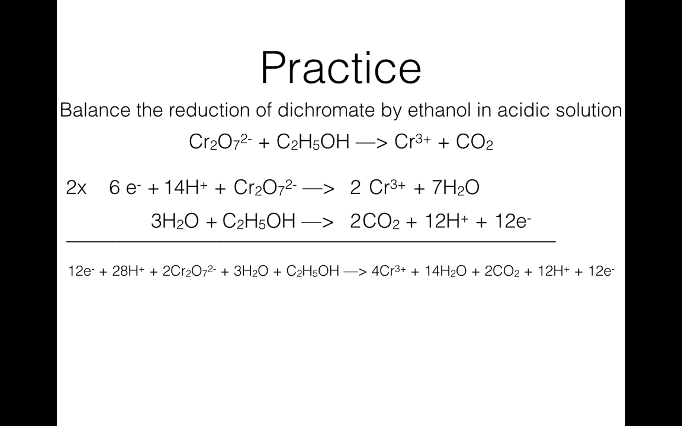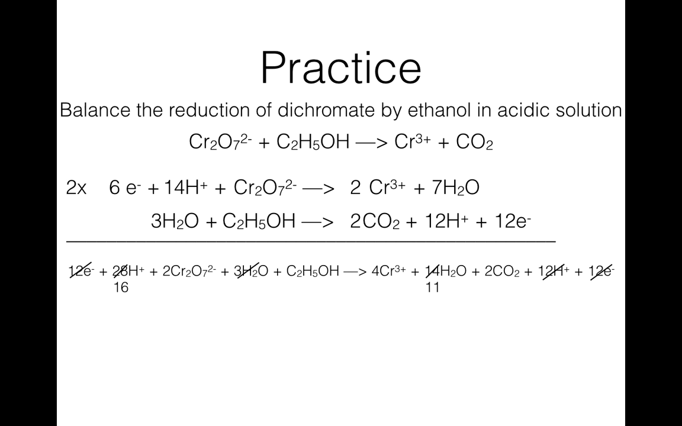And we now need to start looking for things that appear on both sides of the reaction. We know that if we did this correctly, we should have the same number of electrons on both sides. So we can cancel out our 12 electrons on both sides. But we can also look for other things. We'll see that there are 12 H+ that can be canceled out. If we cancel 12 H+ on the reactant side, we're left with 16. And then we can also see that there are water molecules on both sides. So if we cancel 3 waters, we'll be left with 11 waters on the product side.